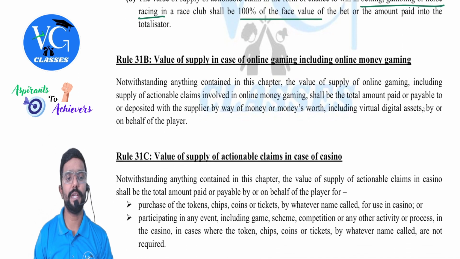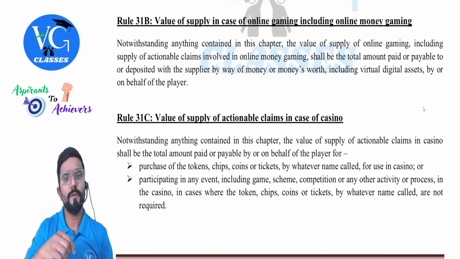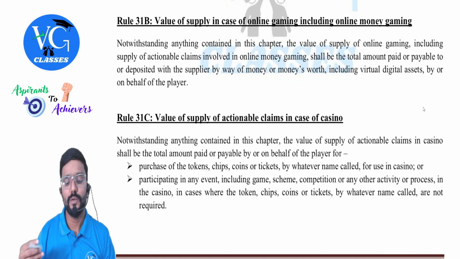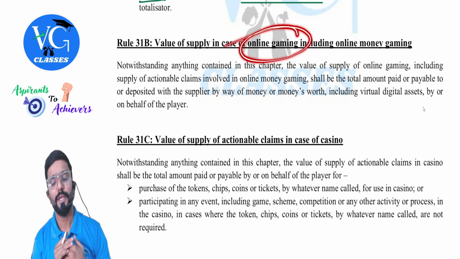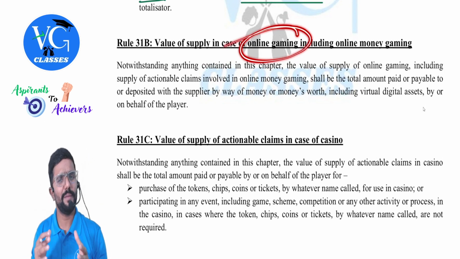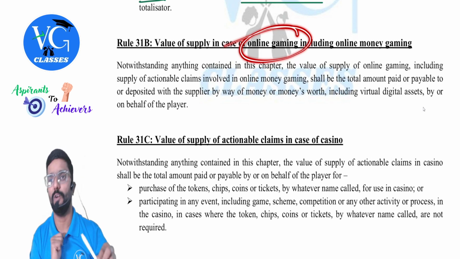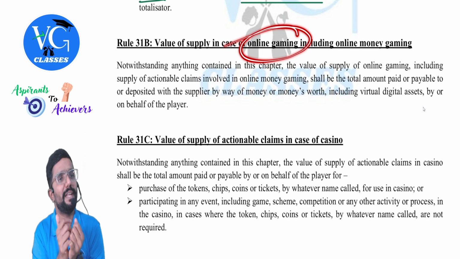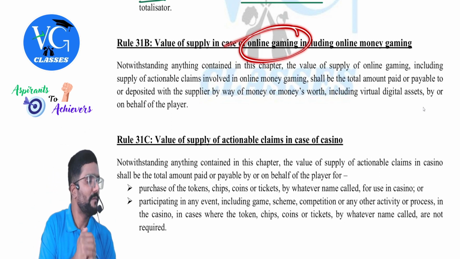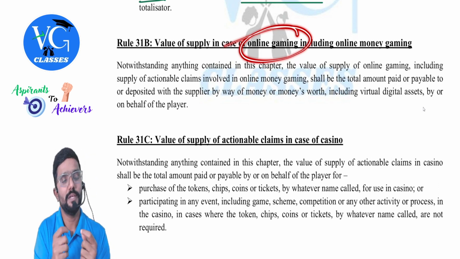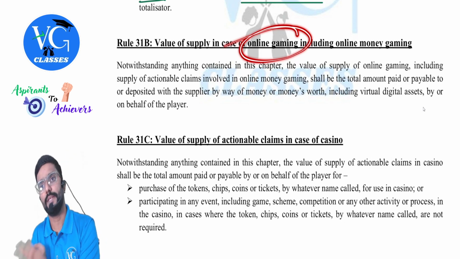Okay. Next, rule 31B. 31A done. Rule 31B. Value of supply in case of OMG. OMG means what? Online money gaming. Including online gaming or online money gaming. Obviously, guys, this comes into picture only if money is involved. Sir, I'm just playing the games for entertainment. Will this come? No. Because you are not paying any amount. When you are betting on the mobile app to play any games, that is called online money gaming.